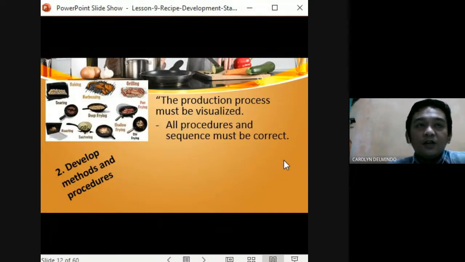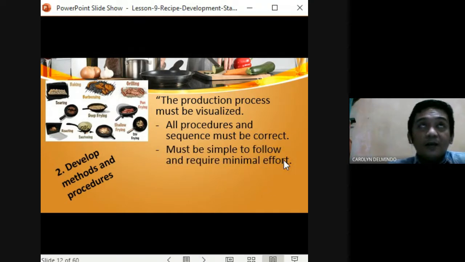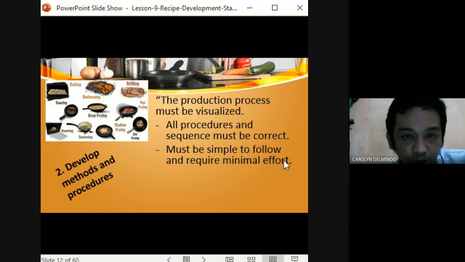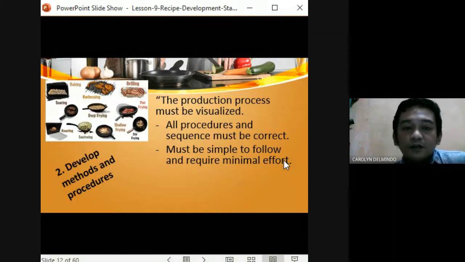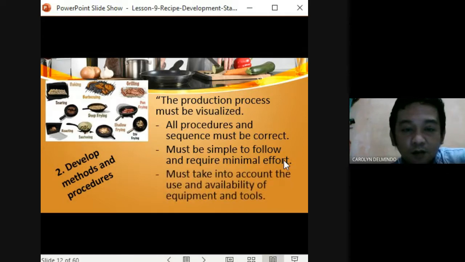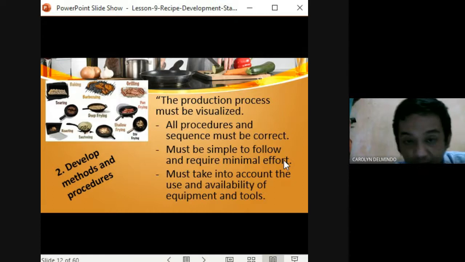Okay. Although nasusunod naman siya, pero in some way, meron pa rin tayong nakikitang mali na hindi talaga na-solve. So, dapat yung method and procedures are in proper sequence, must be simple to follow and require minimum effort. That's the next one. Is simple to follow and has minimum effort. Must take into account the use and availability of equipments and tools.